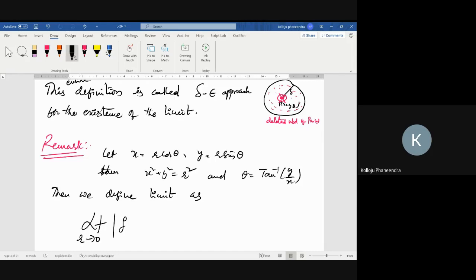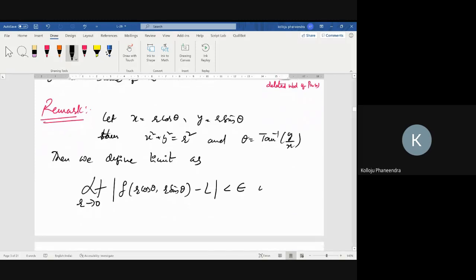And what is f of x comma y? X means r cos theta, and y is r sin theta. So f of x comma y minus L is less than epsilon whenever, what is the radius here? Under root of (x minus x naught) square plus (y minus y naught) square. That means r, the radius, is less than delta, which is independent of theta.